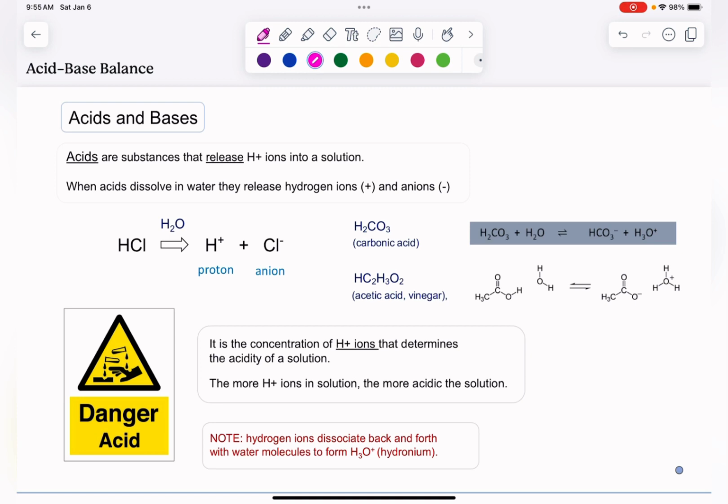So first of all, acids are substances that release hydrogen ions into solution. Hydrochloric acid is an example of an acid because when you put it in water, it dissolves and not only releases free chloride ions, but it releases free hydrogen ions into solution. And why is this important? Well, it's the concentration of hydrogen ions in a solution that determines the acidity of that solution. So the more hydrogen ions you have in a solution, the more acidic it becomes.